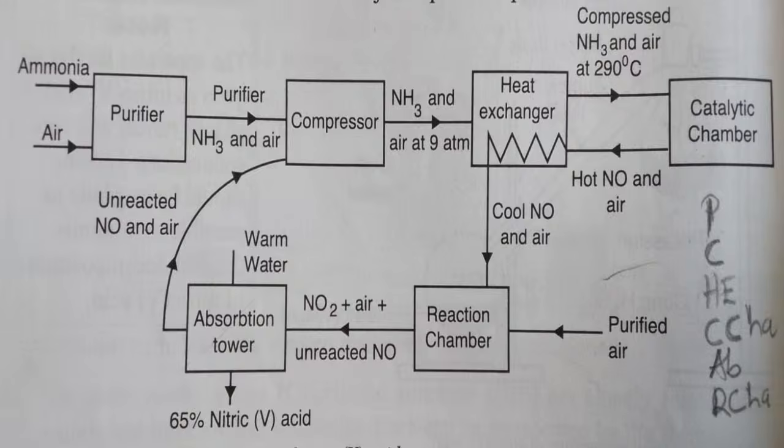So in our flowchart above, we can see ammonia and air. In the first chamber they are known as purifier. They are being purified, and the reason why they are being purified is to remove the impurities. The impurities are unwanted substances which can poison the catalyst. They include dust particles, smoke, and also traces of carbon 4 oxide present in the air.